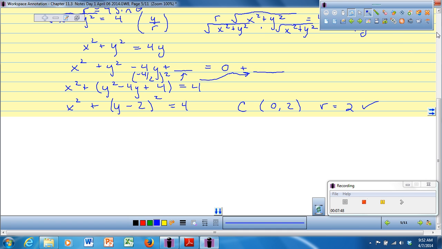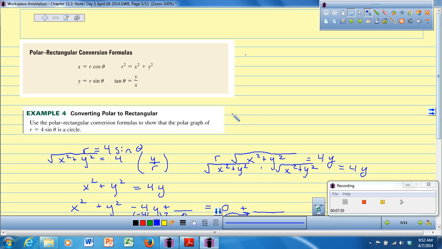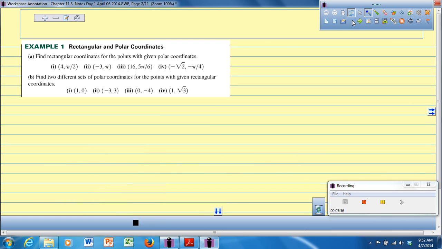All right. So, this is about all you're going to be doing tonight. You will be converting. You'll find rectangular coordinates for points with the given polar coordinates. So you'll be converting from polar to rectangular using those formulas. And find two different sets of polar coordinates for the points with the given rectangular. That's what we just did on the front page.